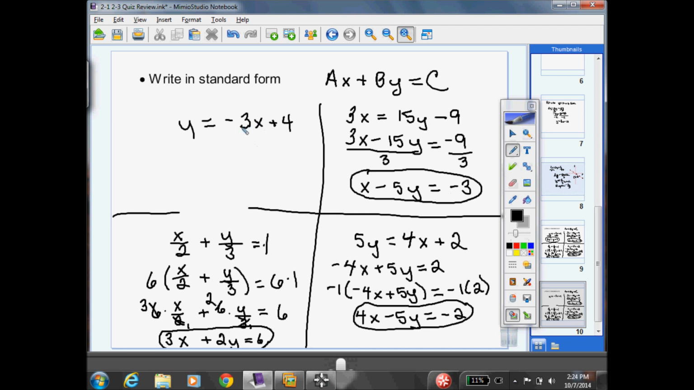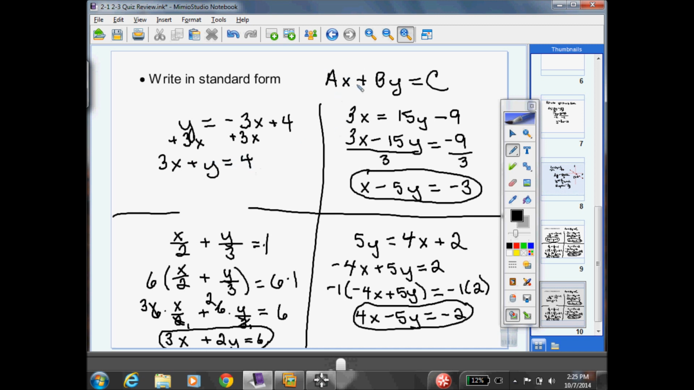So if we start with this one, we're trying to get the x and the y part on the same side of the equation. Add 3x so that you get the x and the y part on the same piece of the equation. So we'll do plus 3x, cancel, and we have just 3x plus y equals 4. That is the final answer.